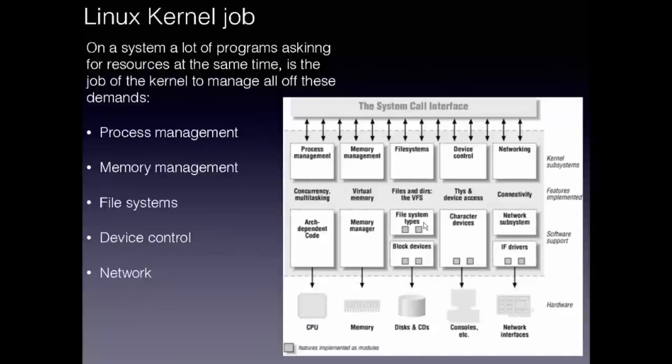So, the Linux kernel's job. On a system, a lot of programs are asking for resources at the same time. It's the job of the kernel to manage all of these demands. As I explained, the kernel has process management, memory management, file systems, device control, and network. And you have zillions of programs asking for these resources at the same time, so it's the job of the kernel to handle all of this.